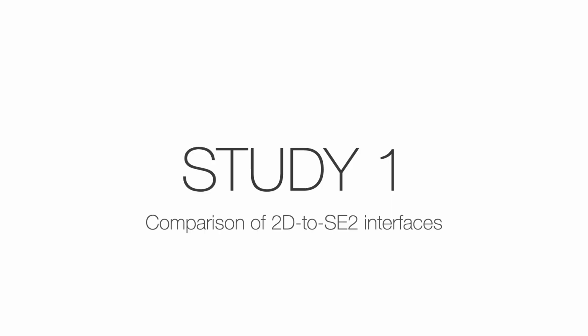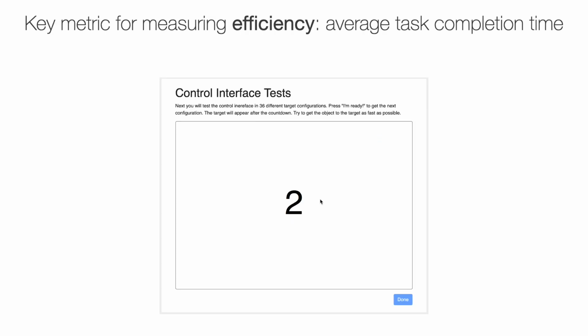Our first study was a systematic comparison of these 9 different interfaces. The goal of the study was to understand how the different interface choices impact the efficiency of the interface at a basic level. To measure efficiency of the interface, we use a simple metric, task completion time across different tasks.